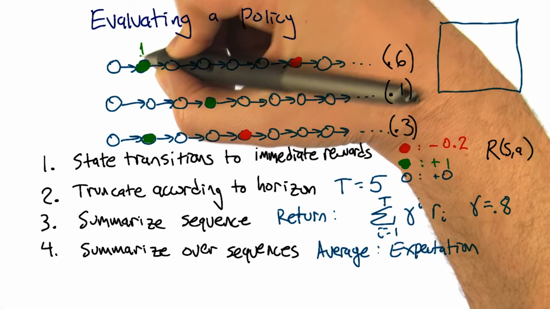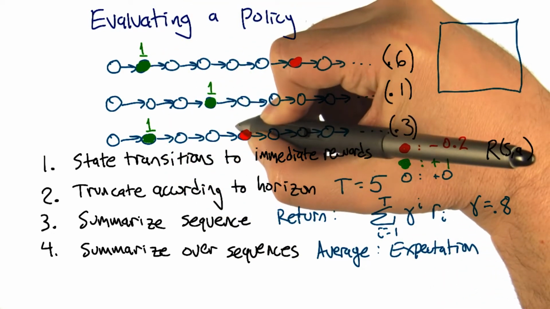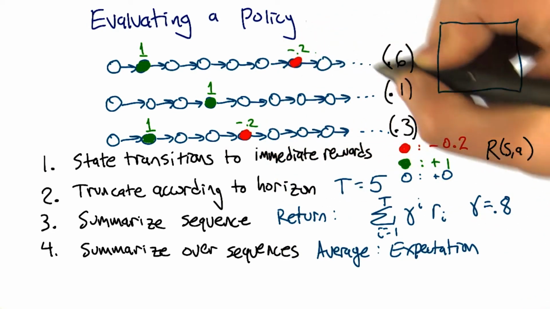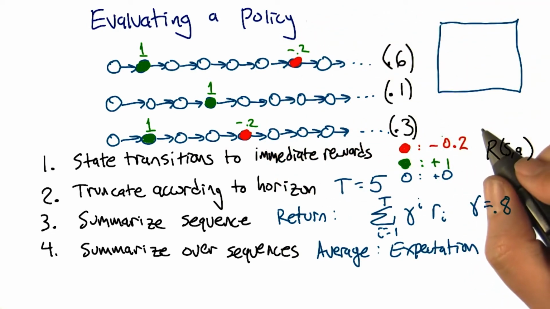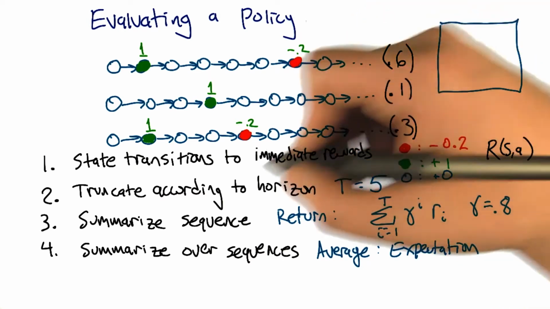Would you mind writing some stuff for me? Yeah, there you go. So let's do ones over the greens and minus 0.2 over the reds. But actually, I don't really care about the one you just wrote down because it's more than t equals 5 away. Ah, all right. Well, that's going to come up in the next step.